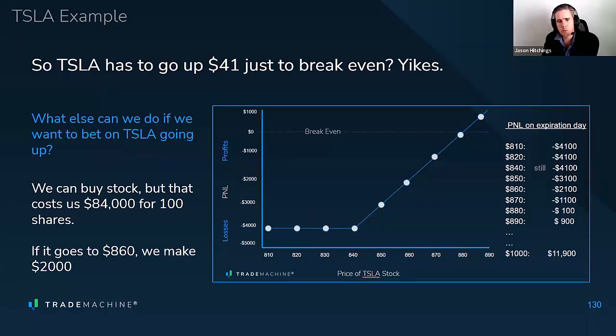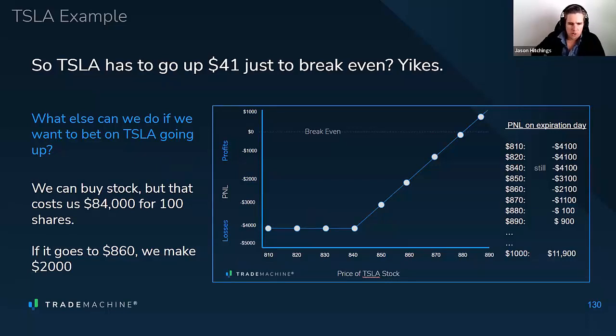So what else could we do? Well, we could buy stock, which is fine. It's a fairly high-priced stock, so we'd have to tie up $84,000 in order to have 100 shares worth. And if it goes up to 860, then we make $2,000. That's a perfectly legitimate way to own Tesla.